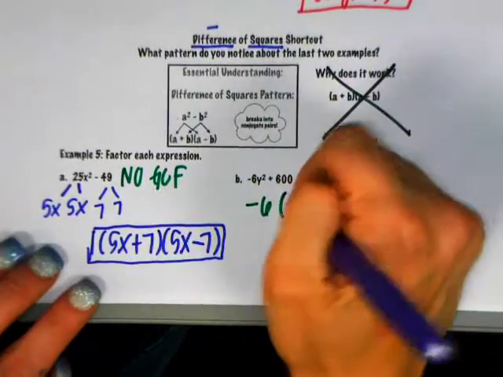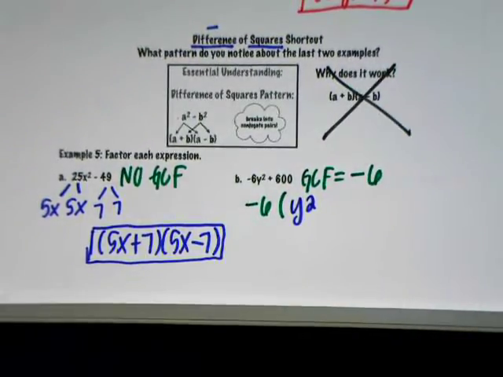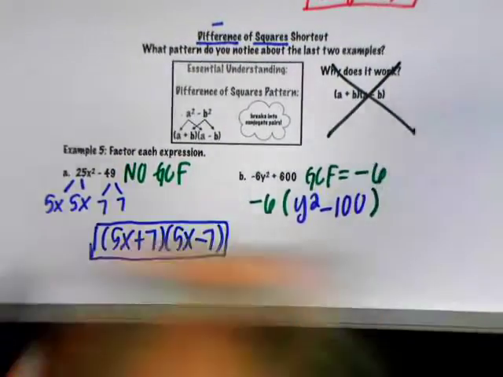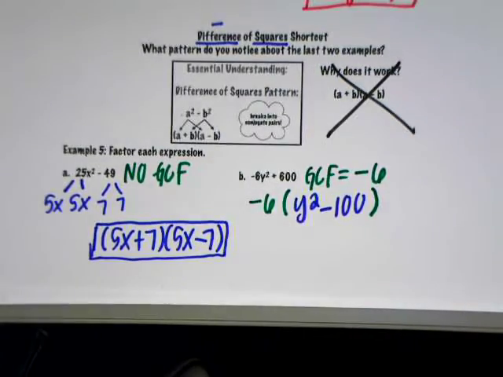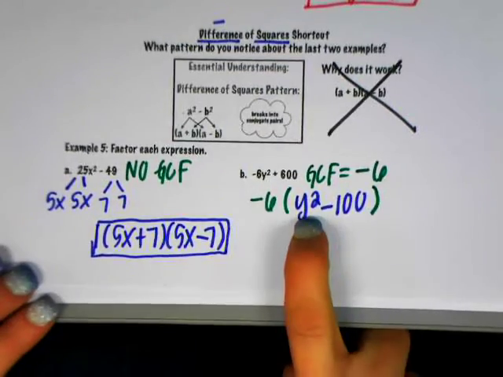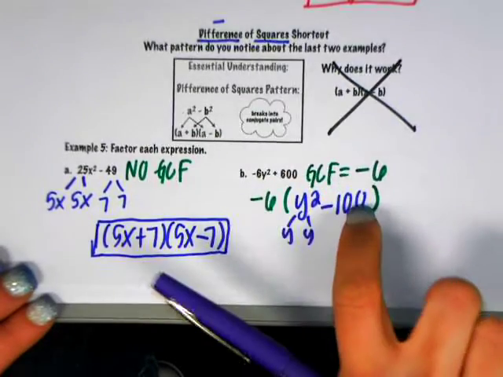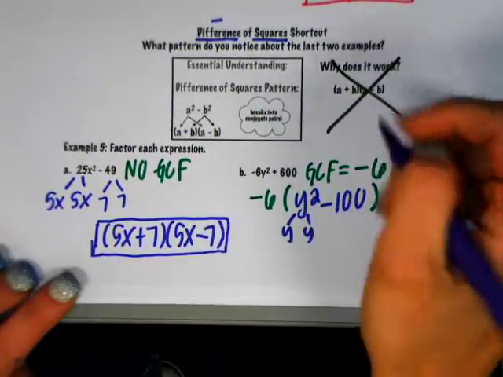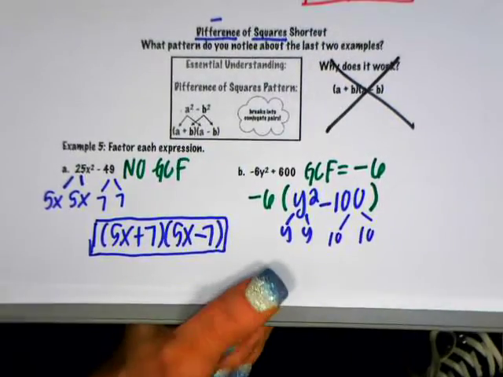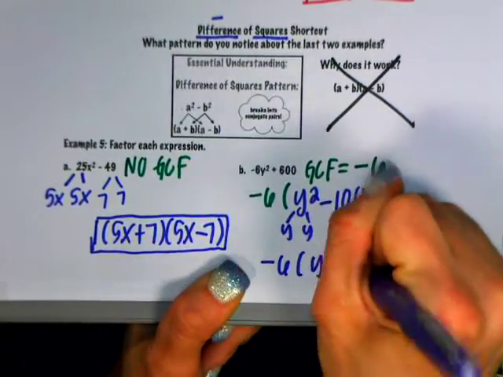Okay, so that's going to be y squared what? But like minus 100. Yep. Because you're dividing by negative. Okay, so now look at what you have left. Is this subtraction? Yes. Is this something times itself? Yes. Y and y. Is this something times itself? 100? 10 and 10. Okay, so then put your GCF out front. So the negative 6. And then your pattern, y plus 10, y minus 10.